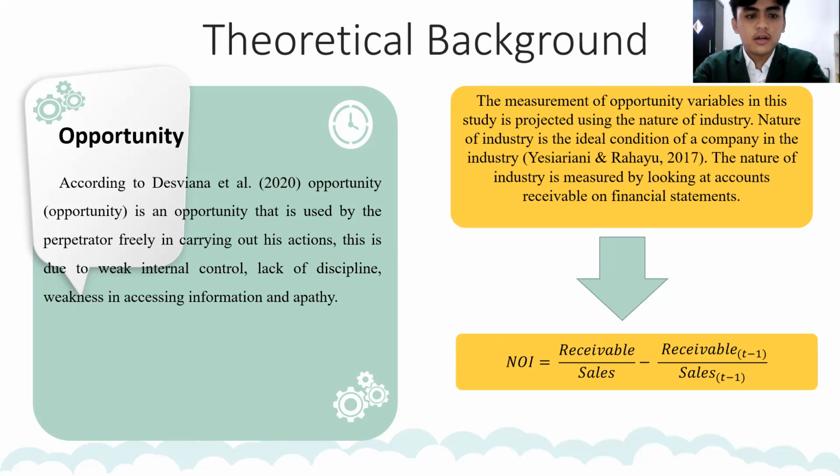4. Opportunity. Opportunity is used by the perpetrator freely in carrying out his action. This is due to weak internal control, lack of discipline, weakness in accessing information, and apathy. To measure variable opportunity, I'm using nature of industry.